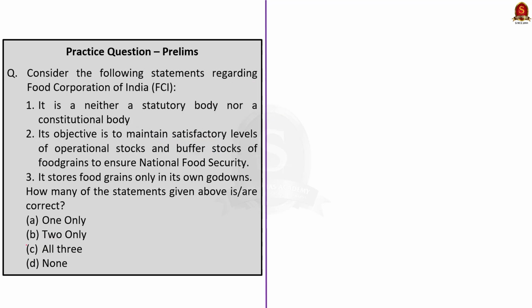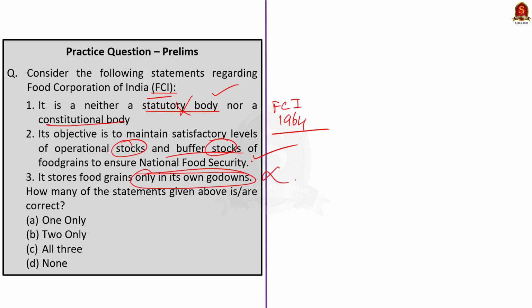Next question. Consider the following statements regarding Food Corporation of India. First statement, it is neither a statutory body nor a constitutional body. This statement is incorrect because it is a statutory body set up under Food Corporation of India Act 1964. Second statement is its objective is to maintain satisfactory levels of operational stocks and buffer stocks of food grains to ensure national food security. This statement is correct. Third, it stores food grains only in its own godowns. This statement is incorrect because FCI stores food grains in own godowns and also in godowns hired from Central Warehousing Corporation, State Warehousing Corporations, state government agencies, and private parties. So the first and third statements are incorrect. So the answer is option B.